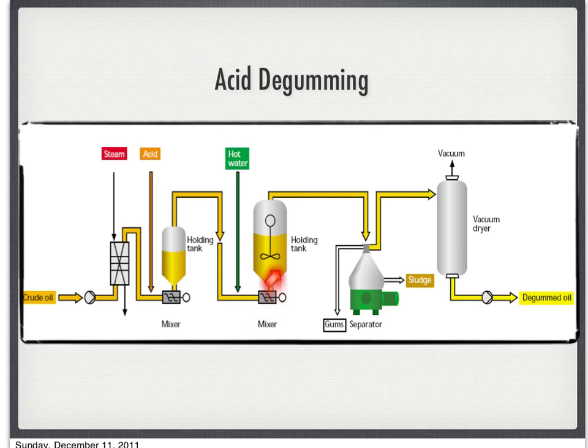Again, mix and go to the holding tank, and then it will go to the separator to separate the gum from the oil. And again, if necessary, the oil will be dried in the vacuum dryer, and finally we get the degummed oil, which is ready to go for the next step, which is the bleaching step.